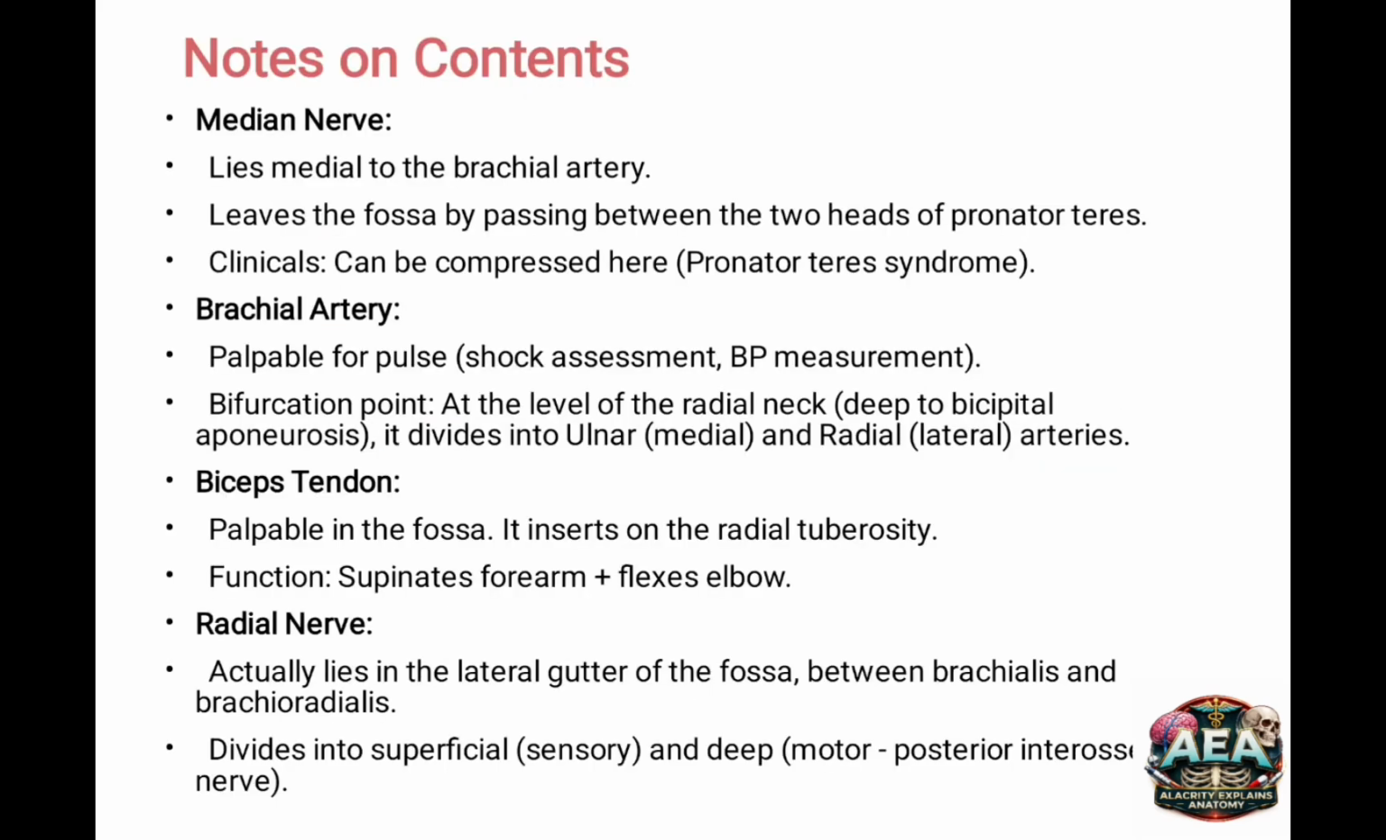So let's comment on the content of the cubital fossa. We have the median nerve, which we said lies medial to the what? The brachial artery. It leaves the fossa by passing between the two heads of pronator teres muscle. Because it passes between the two heads, it can be compressed. And if it's compressed here, what do we have? Pronator teres syndrome.